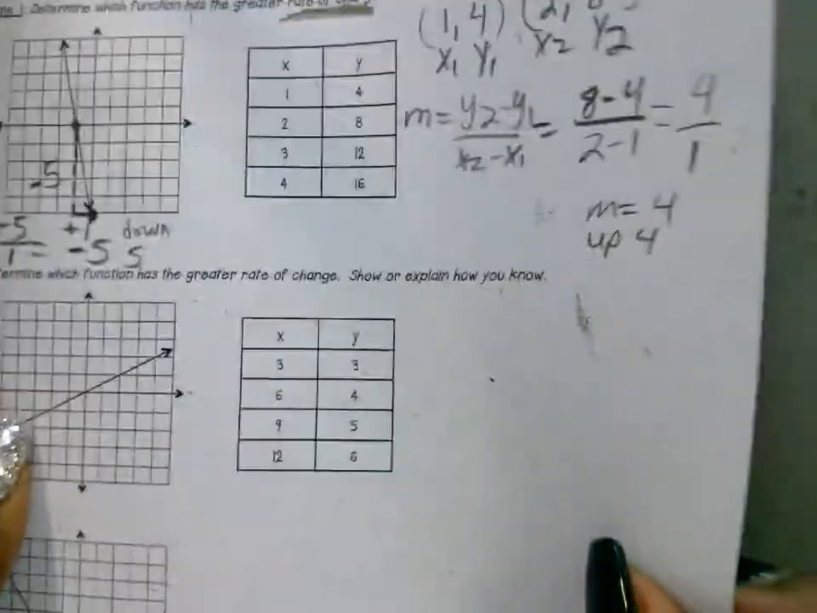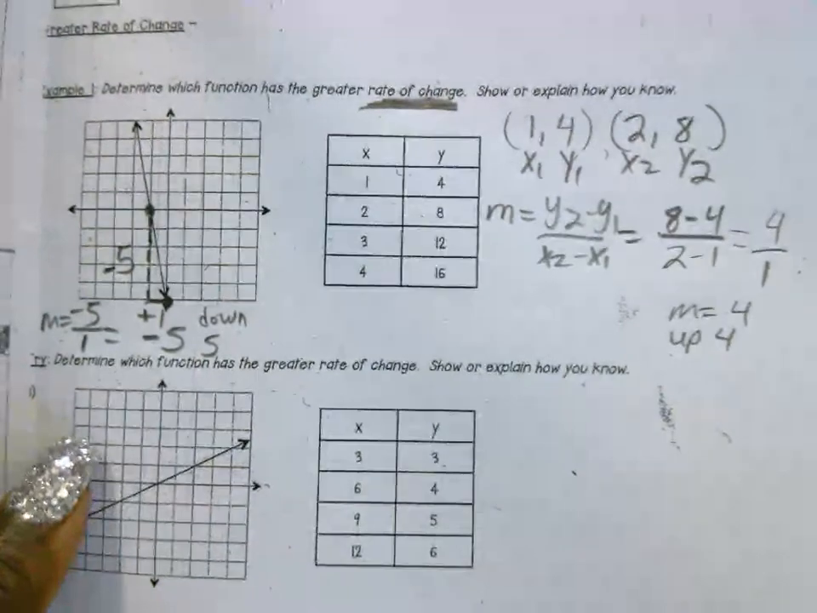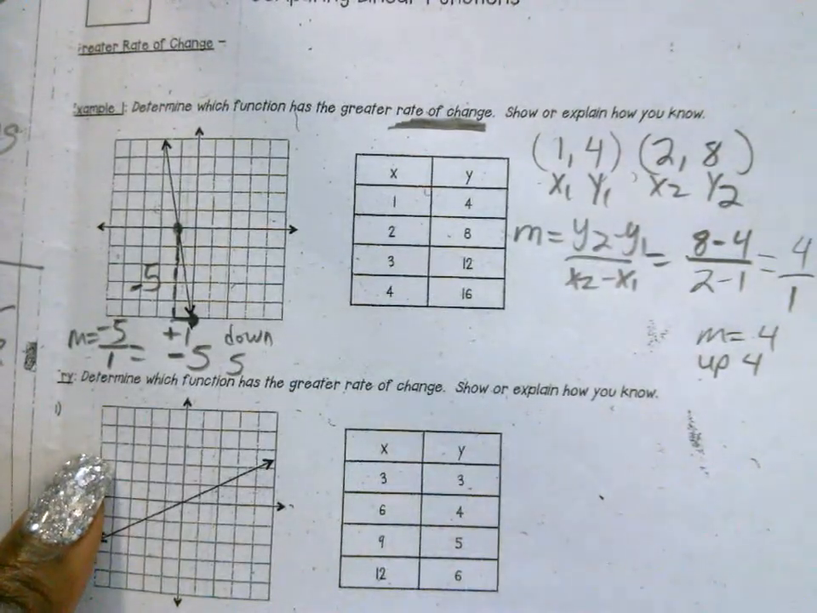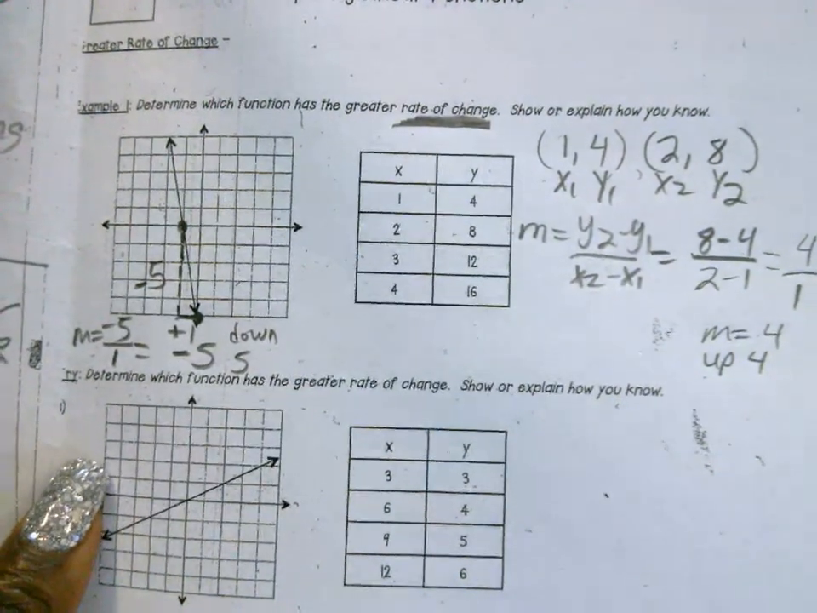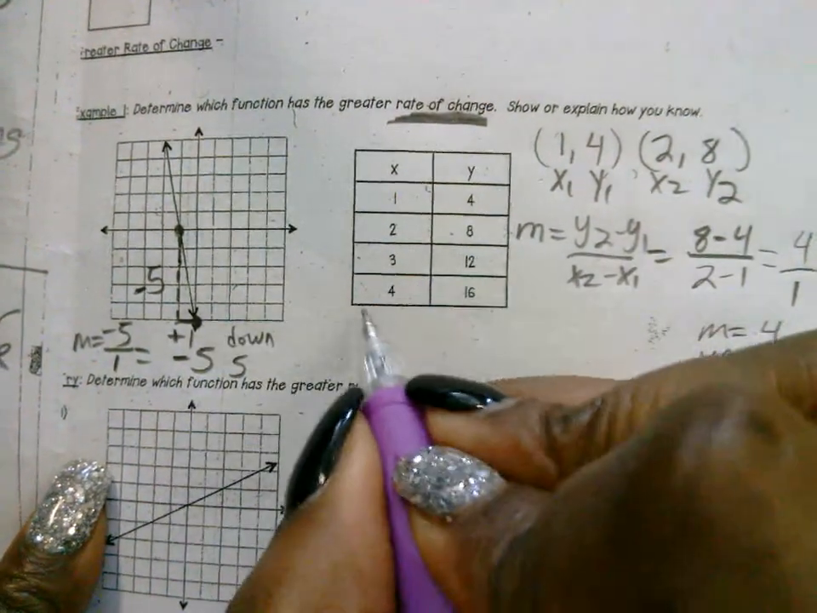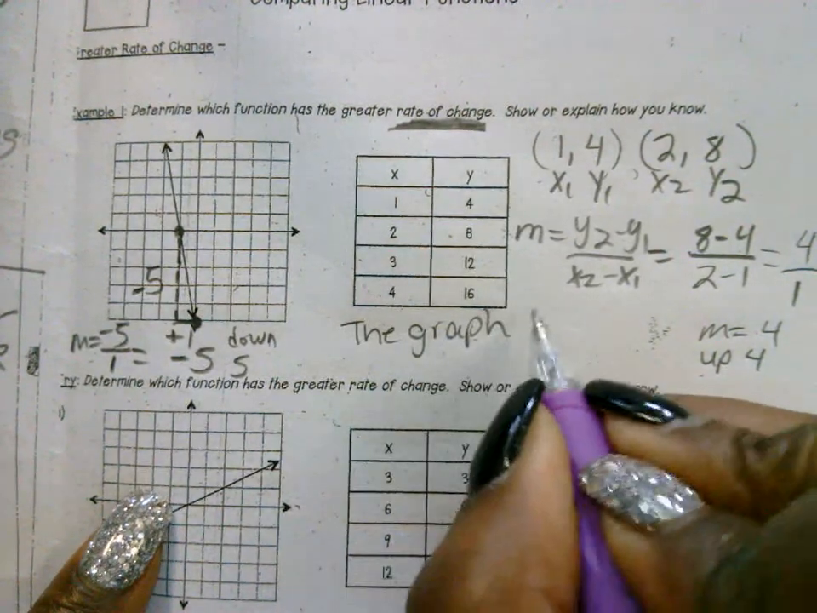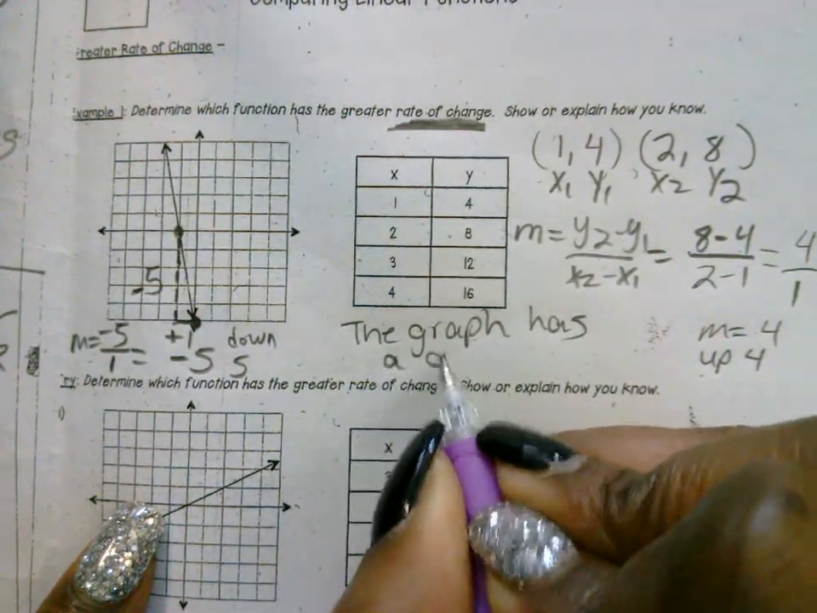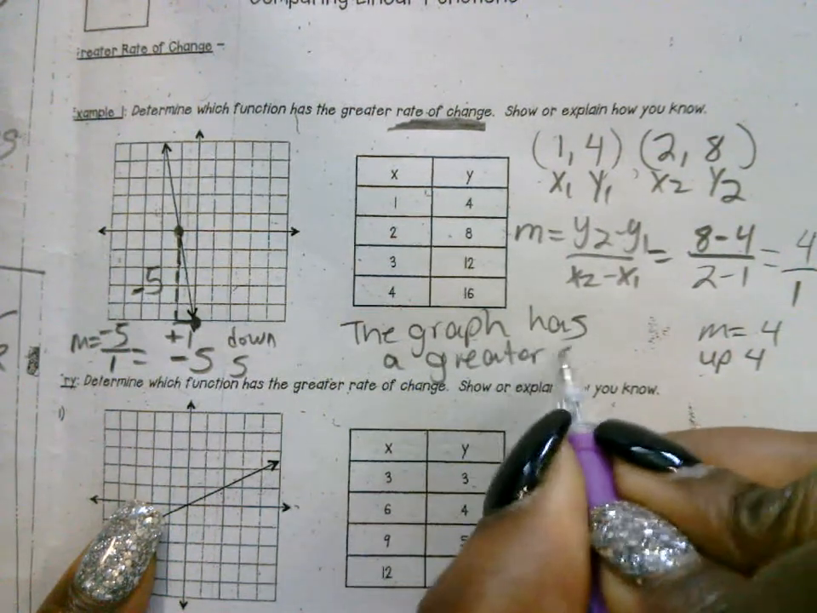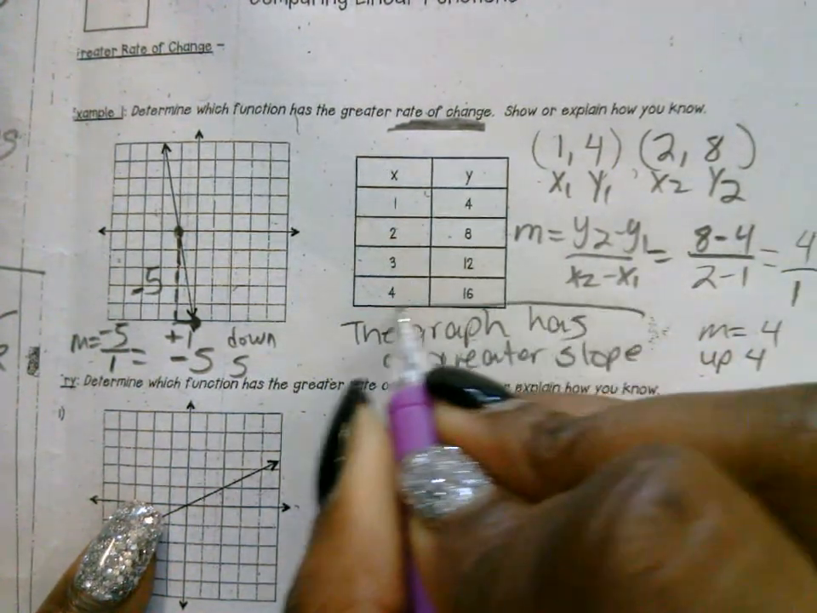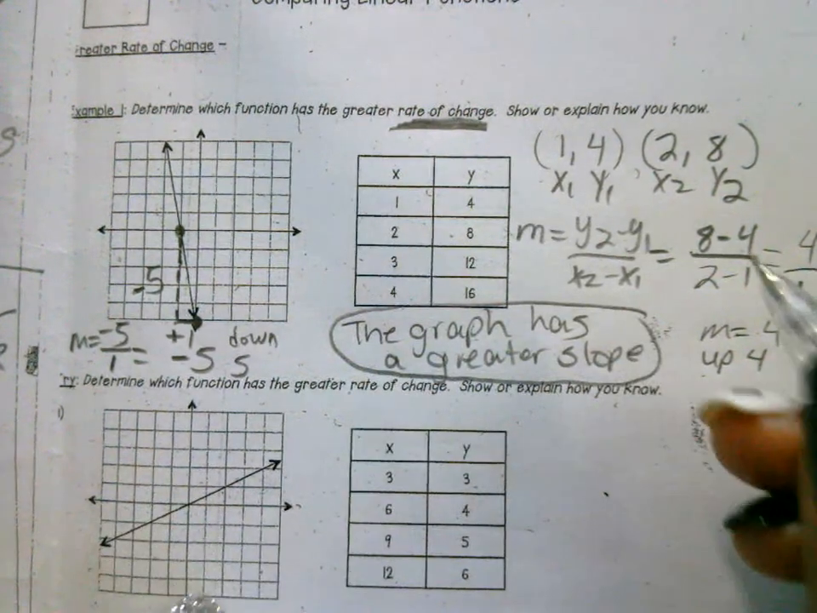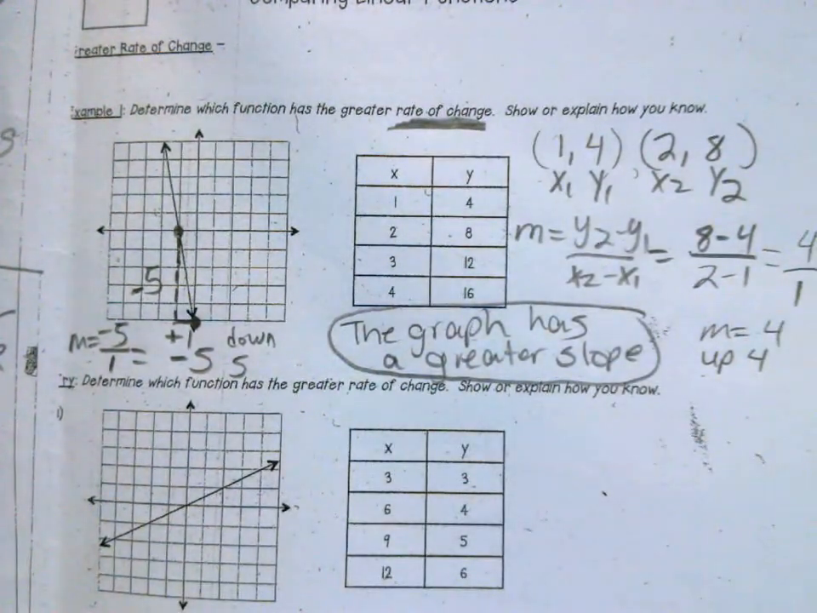Which one of these slopes is going to be greater? The graph is going to be greater because even though it's negative, it's going down faster than the other one is going up. So the graph has a greater slope. Any questions? It's moving the fastest. Even though it's moving down, it's still moving faster than the table. Any questions about that?